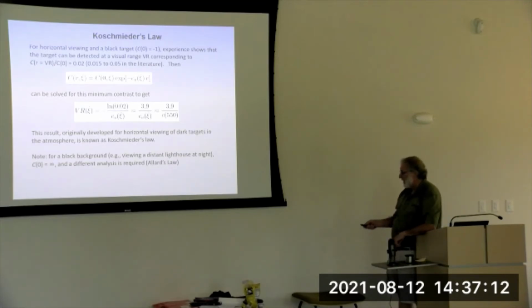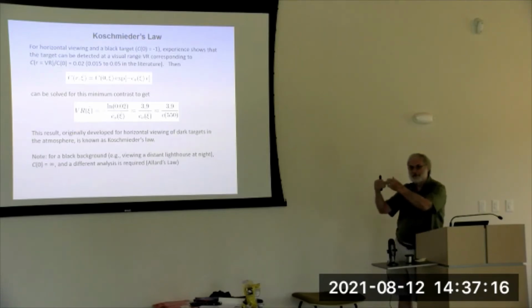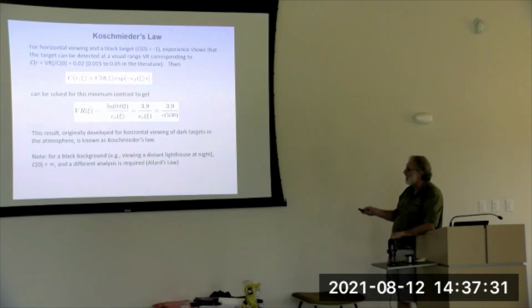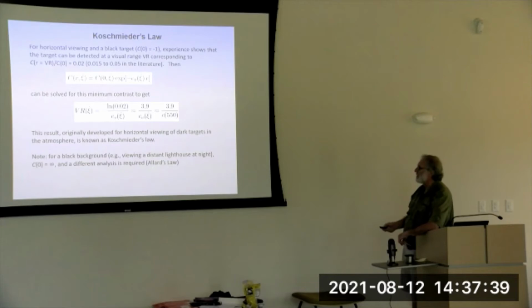Okay, and then as I said, when you go through this whole business, you can't have an absolutely black background. So if you wanted to come up with a rule for, can I see a lighthouse at night when the background is entirely dark, then you do a different analysis and you come up with something called Allard's law. And this relation here is called Koschmider's law. And that works in the daytime, and this works at night.